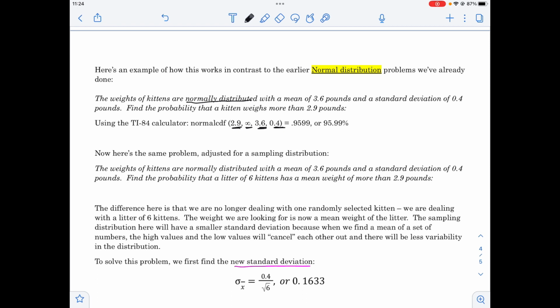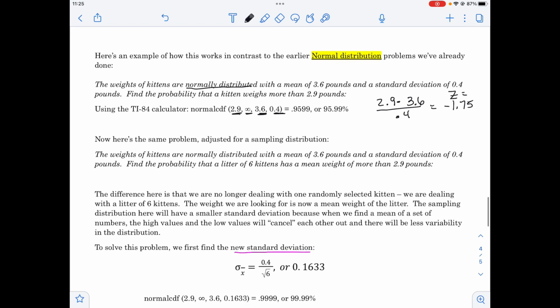So if we wanted the z-score, we would have to take the 2.9 minus our mean of 3.6 and divide by our standard deviation of 0.4, and we get a z-score of negative 1.75. Okay, so make sure you know the difference of what's going on. Now, that's just one kitten. In general, we just pull one.